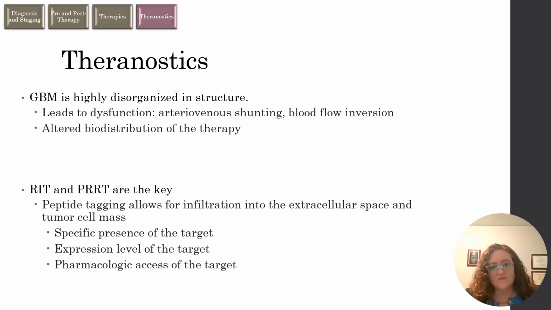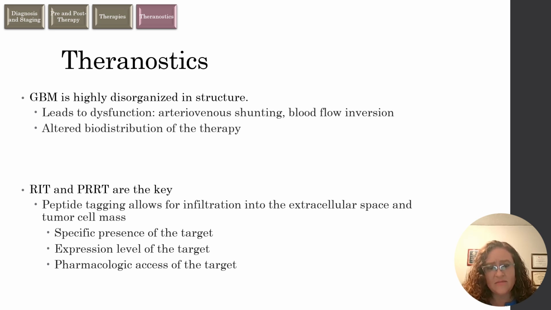So theranostics, glioblastoma is highly disorganized in structure. This leads to a lot of dysfunction within the tumor mass, especially with the blood supply. We're delivering all of our radiopharmaceuticals and our therapy agents through that blood supply, but it's a very tortuous, complicated, messy blood supply because of how aggressively the tumors are creating that angiogenesis and growing. And so there's a lot of arterial venous shunting. There's a lot of blood flow inversion. There are blood clots that form within there that cause necrosis in the center of the tumors. And so there's a lot of altered biodistribution of the therapy.